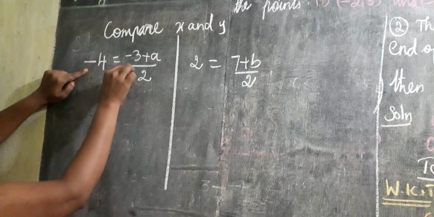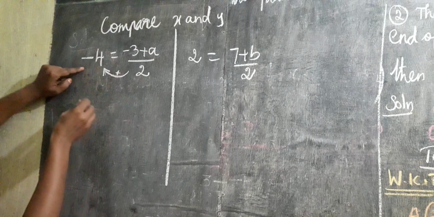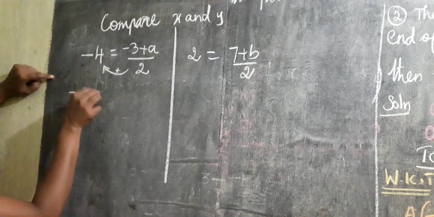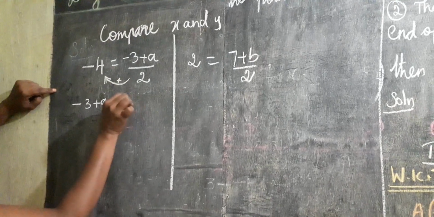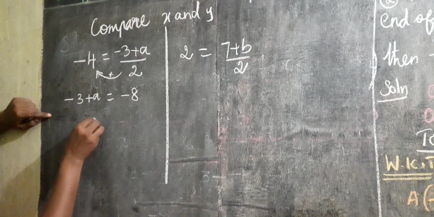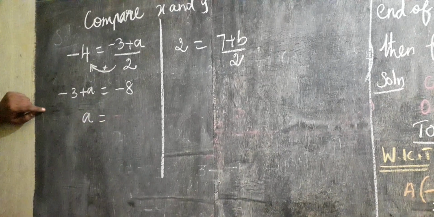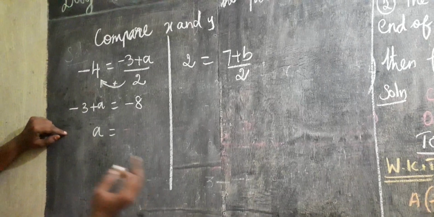Okay, next, solve: minus 4 is equal to (-3 + a)/2. This divided value is going to multiply. So, -3 + a is equal to 4 twos are 8, minus 8. Okay, next what do we need? We have to find the other end of the diameter. For the other end of the diameter we set (a, b).